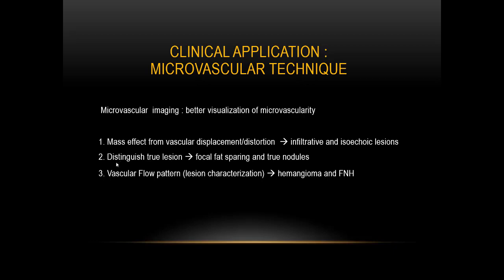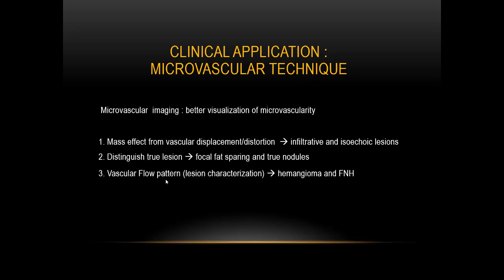The second is to distinguish between true lesions and pseudo lesions. In the liver we have the problem of focal fat sparing, which is hypoechoic, but this area should not have abnormal vessels. It can have decreased vascularity but no mass effect. Versus a true nodule, which should have mass effect on vessels, and abnormal vascularity will favor a true nodule. The last one is the flow pattern of SMI.